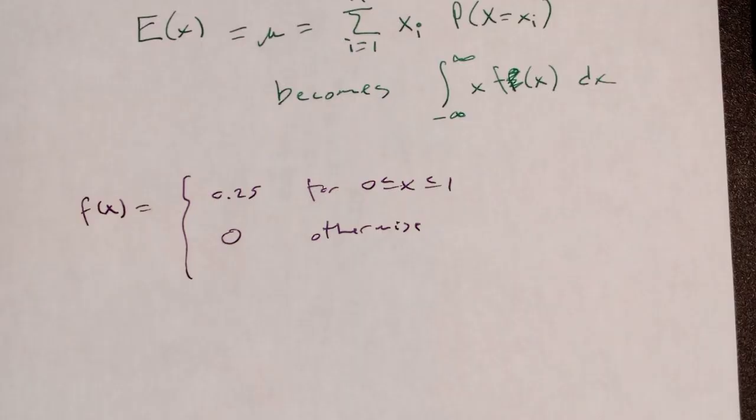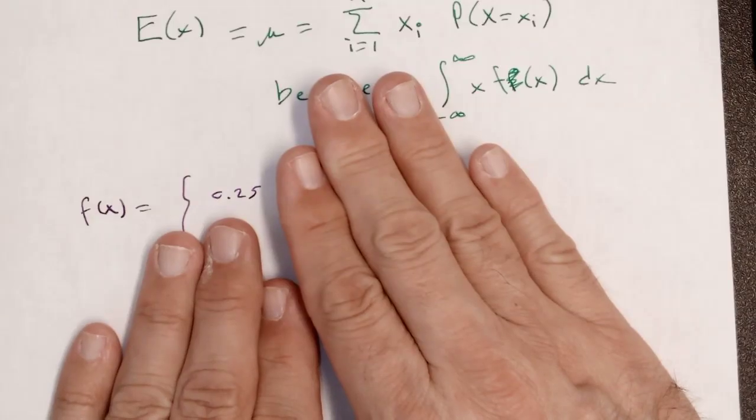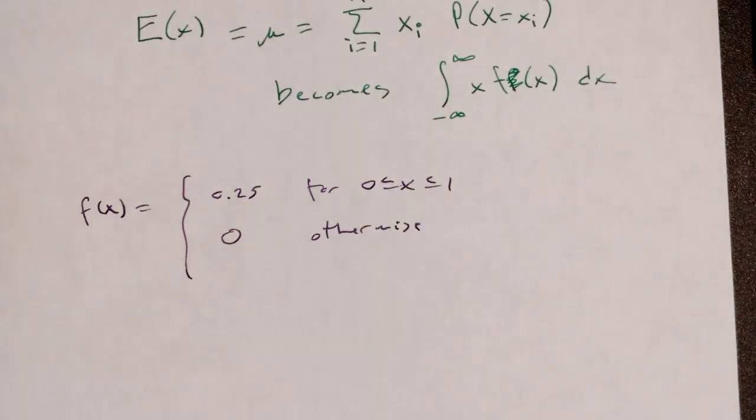If I ask you to graph this function, please notice I do not have a calculator or graphing device out. Let me think about what the graph of this would look like. If I just said the function was equal to 0.25 everywhere, what's that graph? Y equals 0.25. It's a horizontal line, but I only want that horizontal line from 0 to 1.